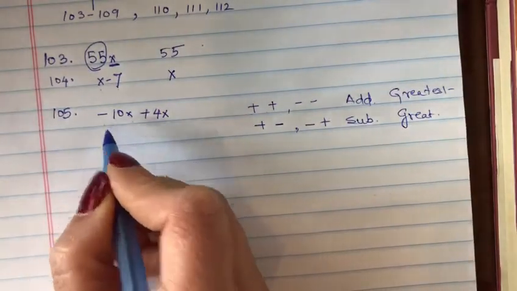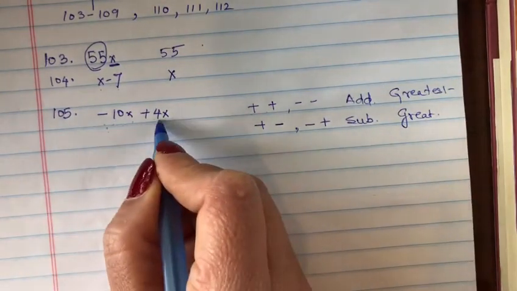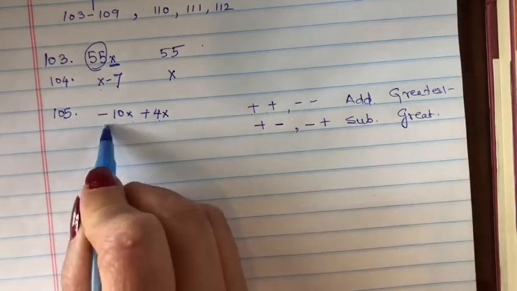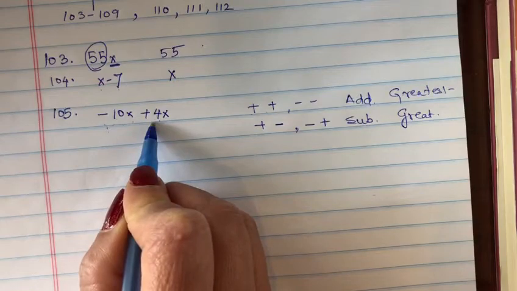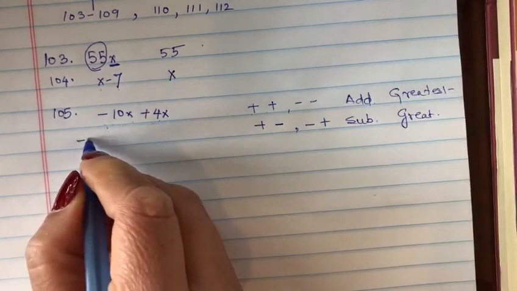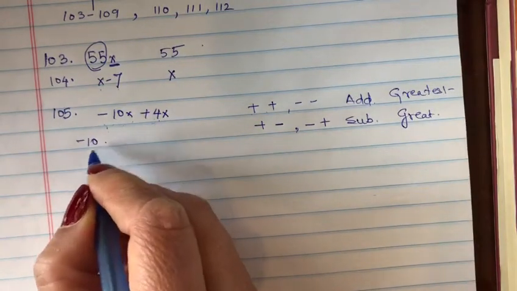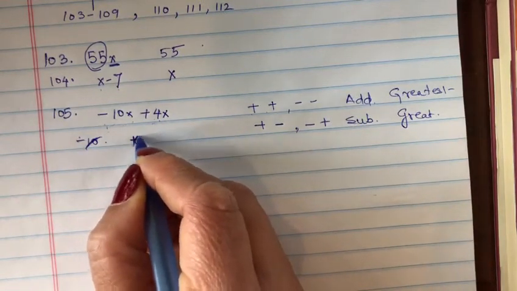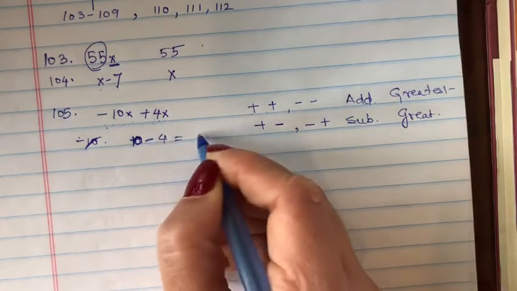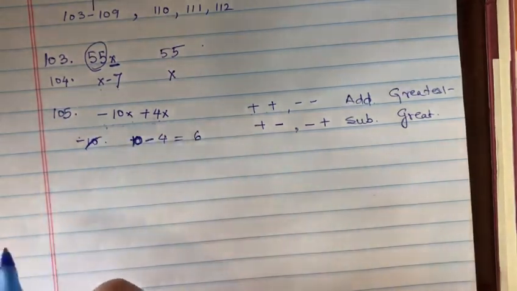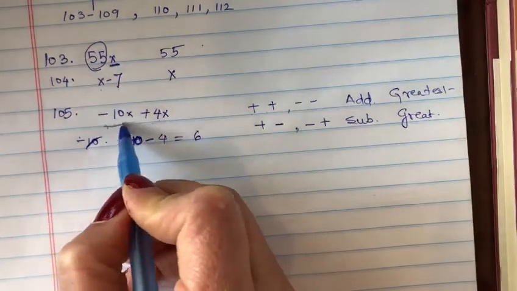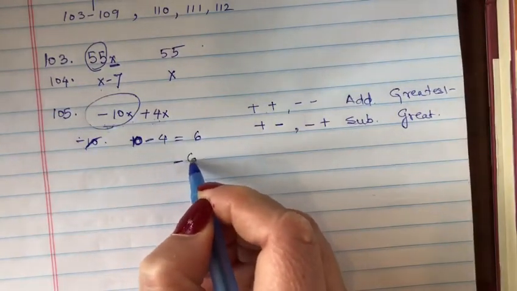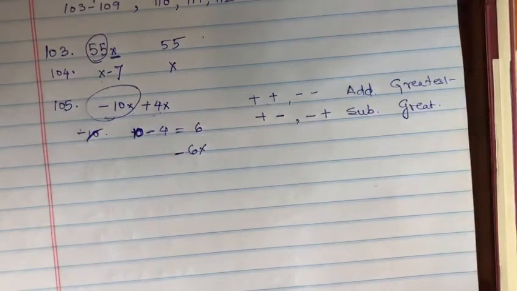In this case, you have negative 10x and 4x. So both of them have opposite signs. You would subtract the numbers: 10 minus 4 would give you 6, and the sign would be of the highest number, which is a negative number. Therefore, your answer is going to be negative 6x.